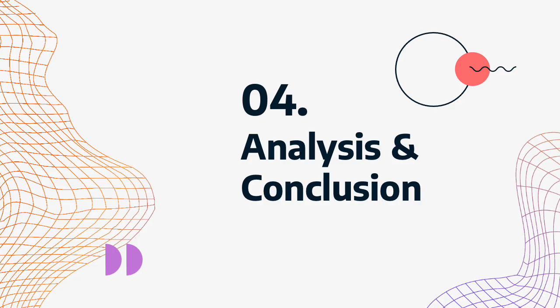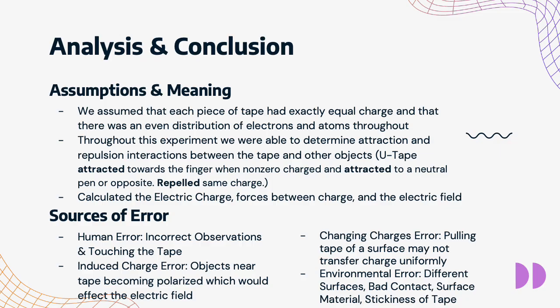So finally, let's look at some of the analysis and conclusions that I made. First, assumptions. The main assumption we made throughout this project was that each piece of tape had exactly equal charge and that there was an even distribution of electrons and atoms throughout. So it's a big assumption. But when it comes to why we did this experiment, throughout the experiment we were able to determine attraction and repulsion interactions between the tape and other objects.